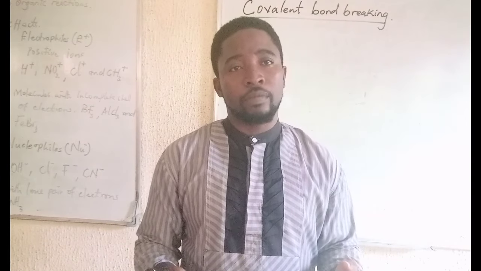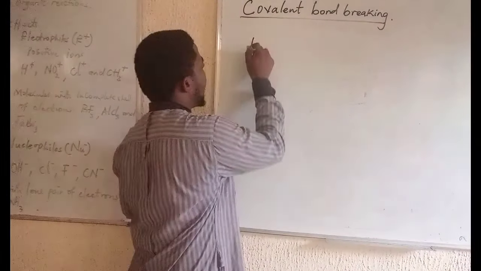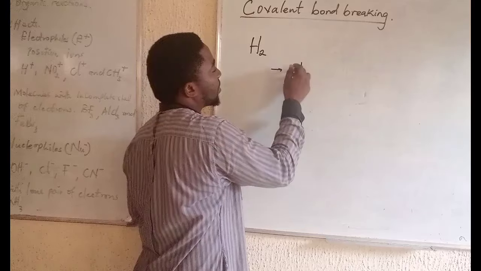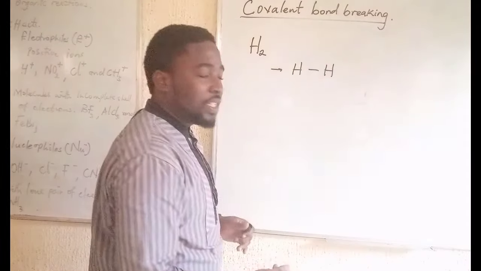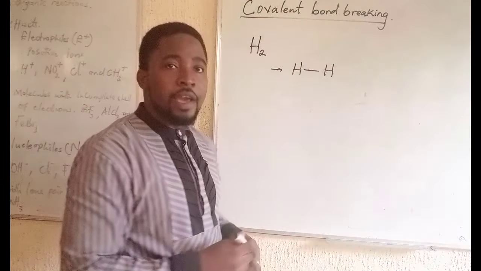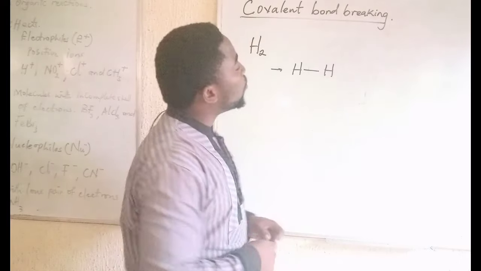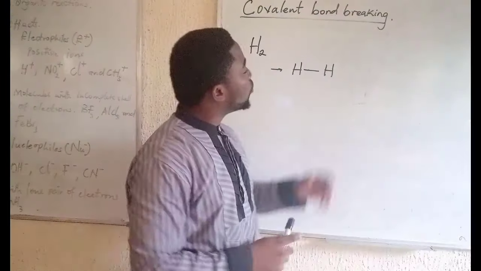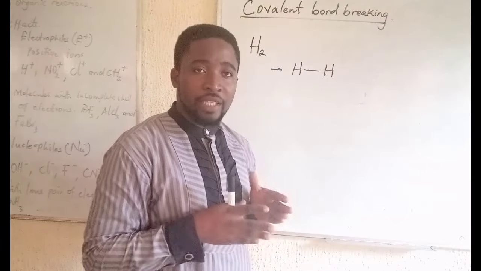For example, in the hydrogen molecule, the atoms of hydrogen here are equal in their electronegativity. So that makes the bond between them a non-polar covalent bond. What it means is that there is no way this molecule is going to polarize, because the two hydrogen atoms here have equal electronegativities.